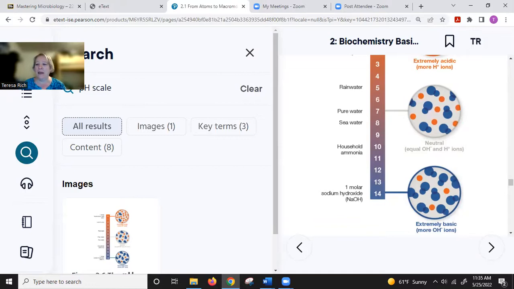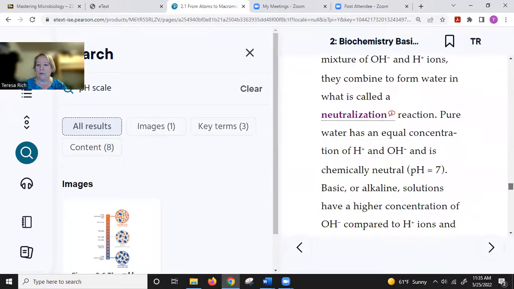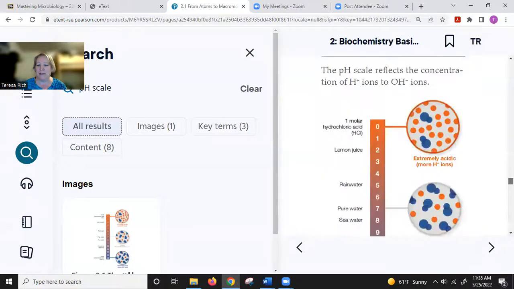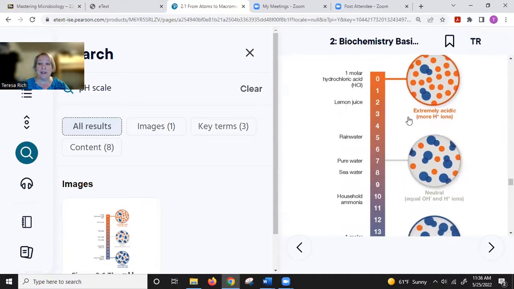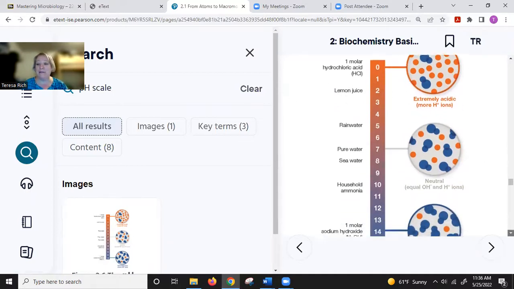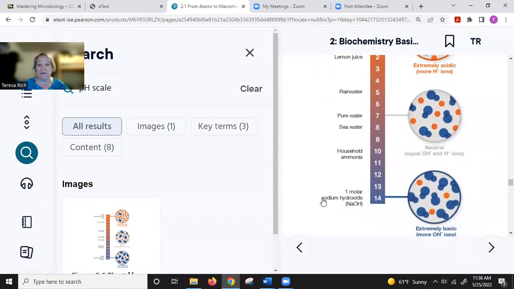As I read more of the information, I realize that this pH scale is upside down. The more hydrogens you have, the more acidic. The fewer hydrogens you have, the more alkaline, but fewer hydrogens means a bigger number.